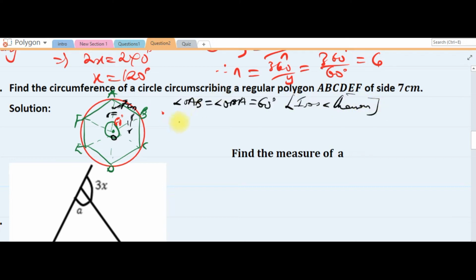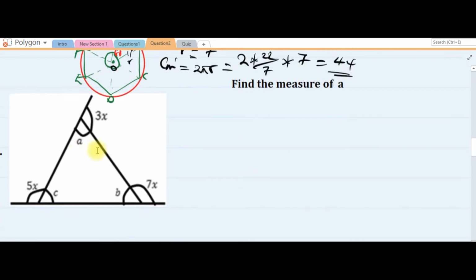So finally, our radius must be 7, because it's now an equilateral triangle, a special type of isosceles triangle, because all the interior angles are the same, so they should have the same side. So finally, the circumference is now 2 pi r, which is 2 times 22 over 7 times 7, which is 44. That's our circumference, 2 pi r, which is 44.